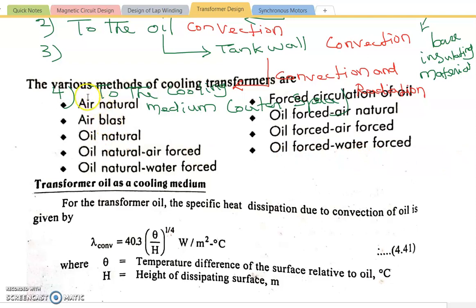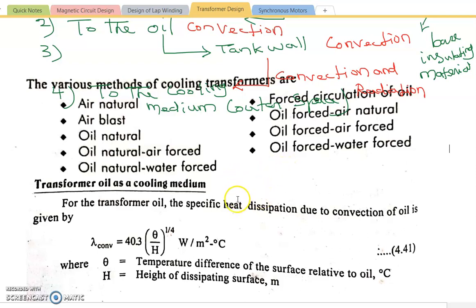So starting from air natural to oil forced, water forced, the capacity of the transformer used may be increased. The effectiveness of cooling will be increased in this way in all the types of transformer. So in high capacity power transformers, we prefer the oil forced, water forced cooling method. Out of these, air natural will give lesser heat dissipation, and the oil forced, water forced cooling method will give high heat dissipation.